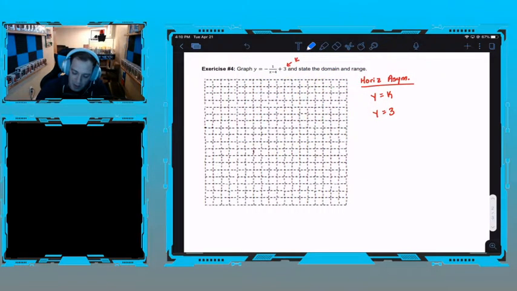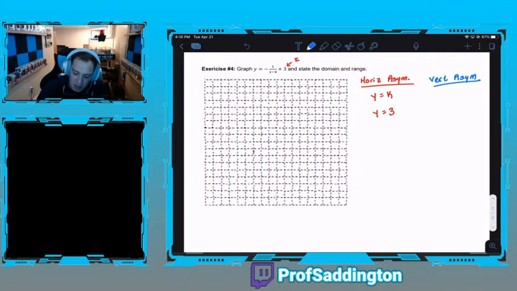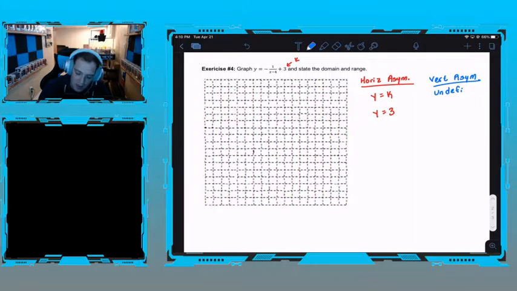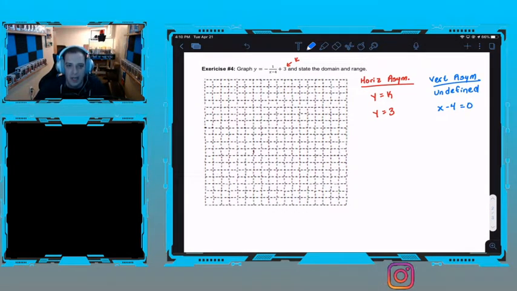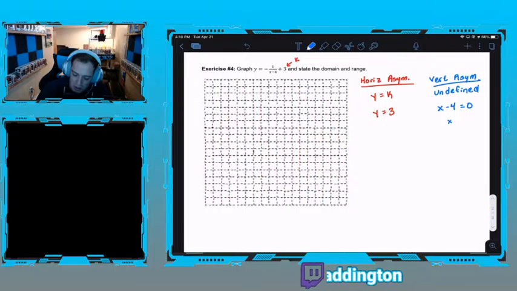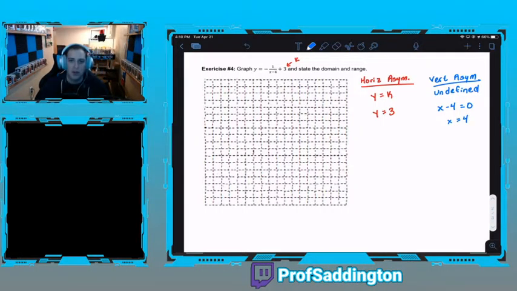The other part, the vertical asymptote, that's like what we just did in the last problem. It doesn't change. You are looking for where it's undefined. Again, when you guys go to find where it's undefined, you're just setting the denominator equal to 0. And it's pretty easy to do. You're just moving the 4 over to the other side, so you have x equals 4.